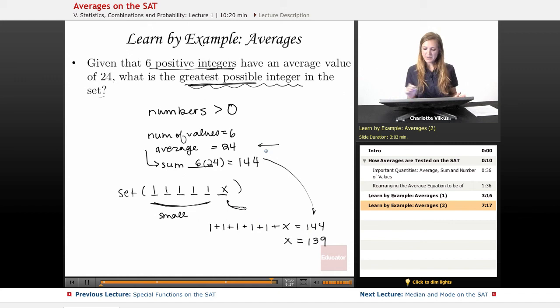So a lot of these are just reading the problem carefully, but knowing the equation and the relationship between these 3 important values is really the key on average problems.